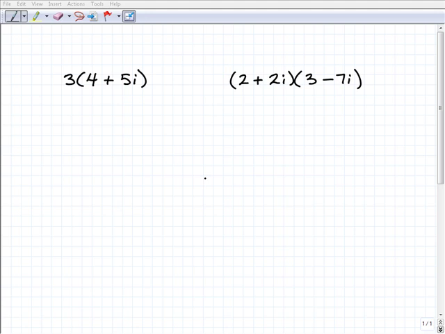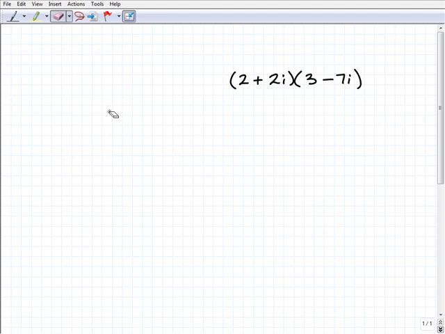We have a real number being multiplied by a complex number. This is very easy. All you have to do in a situation like this is simply use the distributive property and distribute that real number inside of the parentheses. So that'll be 3 times 4, which would be 12, of course, plus 3 times 5i, and that is 15i. So very easy when you're faced with a situation like this.